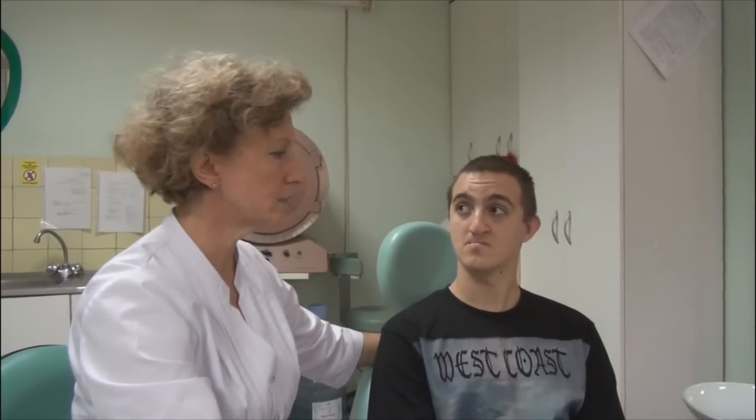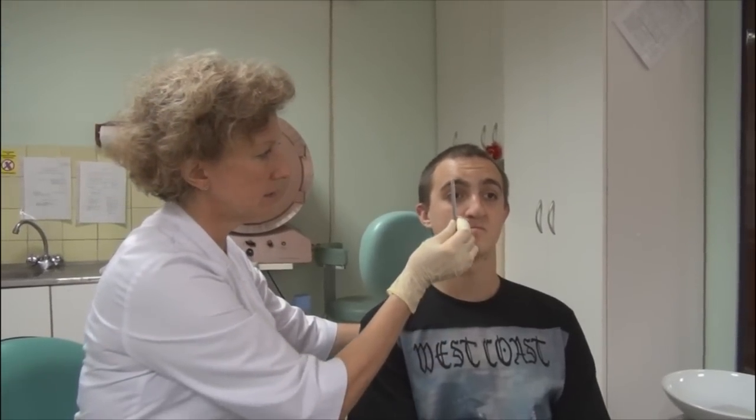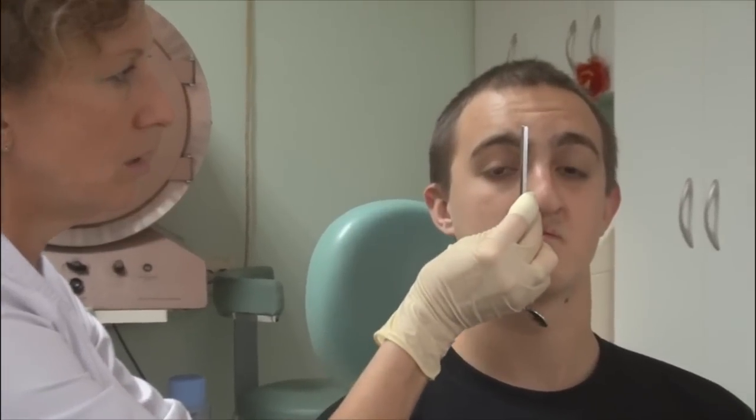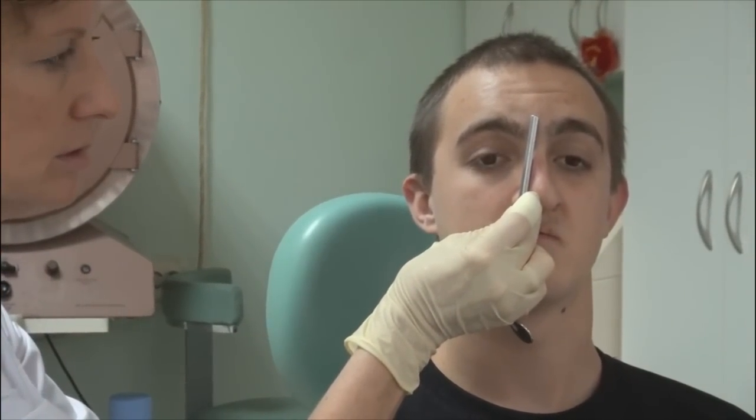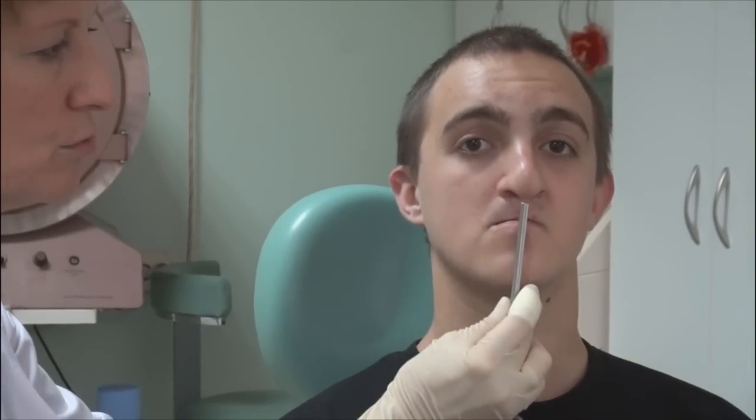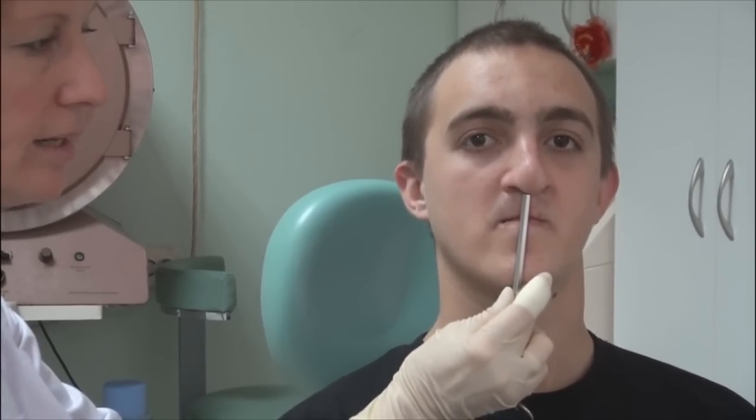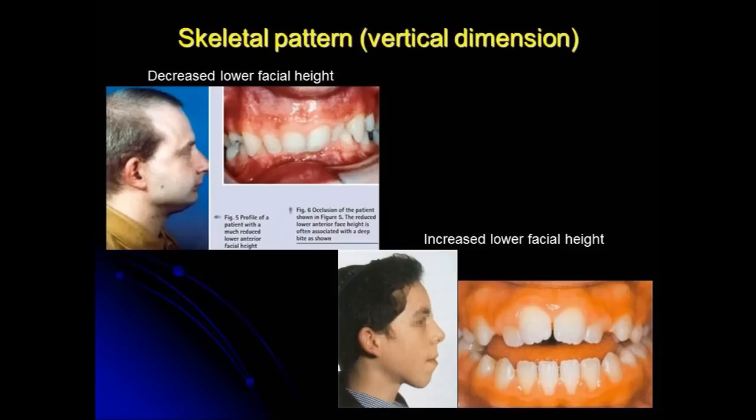Skeletal pattern in vertical plane should be assessed in frontal view of patient. We should assess the height of lower and middle facial height. It's necessary to measure the middle and the lower facial height from the points on the face: from ophrion to subnasion, it's the middle facial height, and from subnasion to gnathion, it's the lower facial height. In normal patient, these heights should be equal. Increased lower facial height is associated with vertical growth pattern. Decreased lower facial height is associated with horizontal growth pattern.